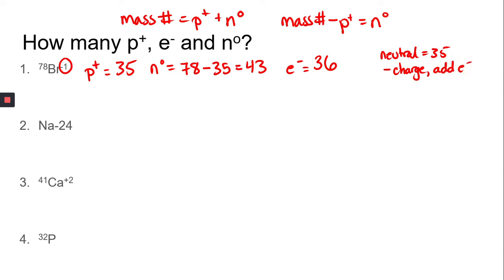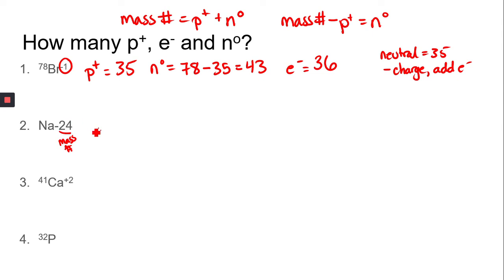All right, now let's look at number 2. Number 2, we have Na dash and then a big 24. So this is not -24 because it's not written as an exponent. It's dash 24. This is another way of writing the mass number. So mass number can be found in 2 places. It can be found in the upper left-hand corner, or it can be followed after a dash.